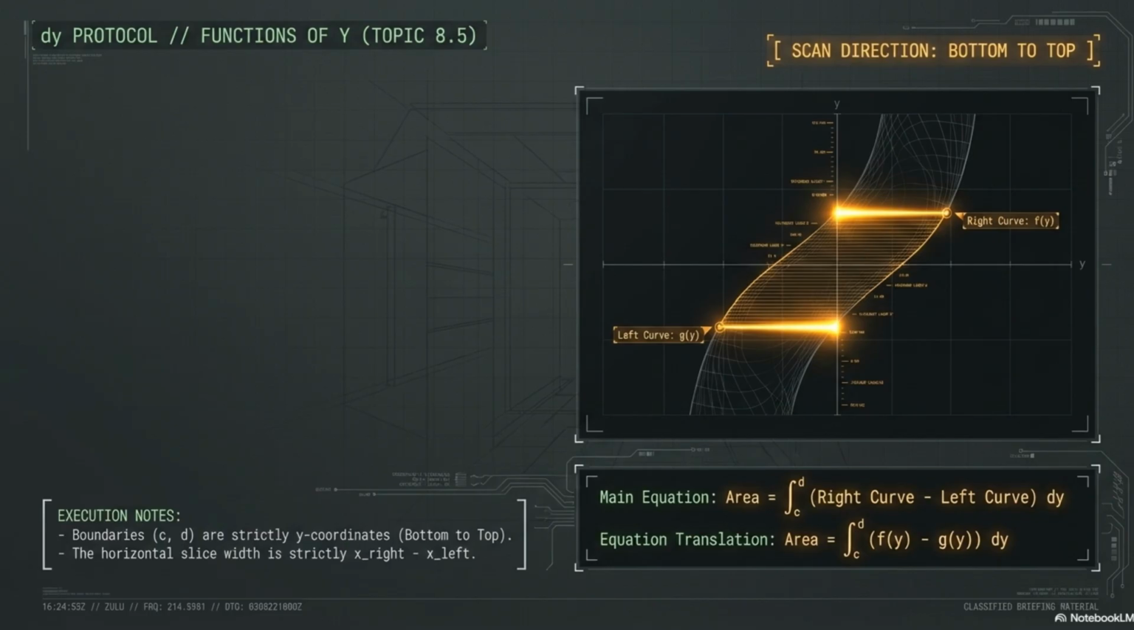Executing the dy protocol for topic 8.5. When thickness is dy, we scan the territory from bottom to top. The boundaries c and d are strictly y-coordinates. The horizontal slice width is defined by the right curve minus the left curve. Your mathematical directive is the integral from c to d of f of y minus g of y.